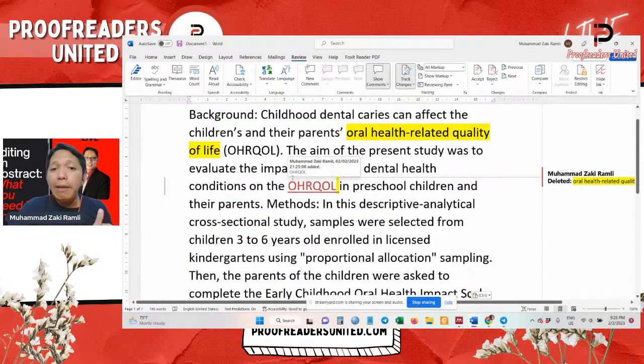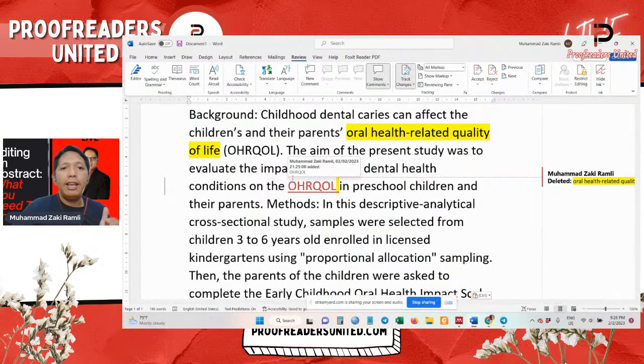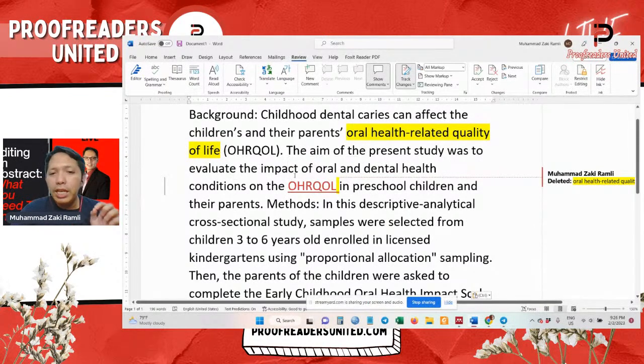So the main point here is, when writing an abstract, we should consider how we can save the number of words, and one of the ways is by using abbreviations. Okay, not to say as many as possible, but as many as needed. In terms of language, so far so good.